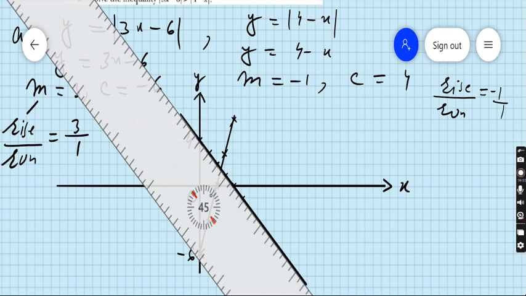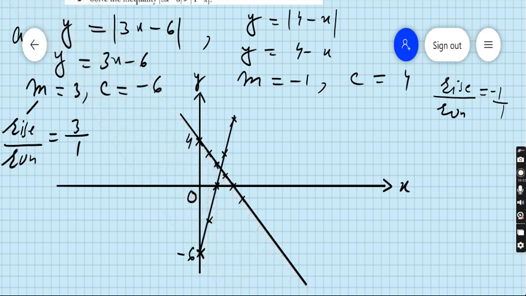This is our second line. But we have to draw the graph of absolute valued function. The second important point is to find the vertex of both the graph. How to find the vertex? Very easy. Our line is y is equals to 3x minus 6.